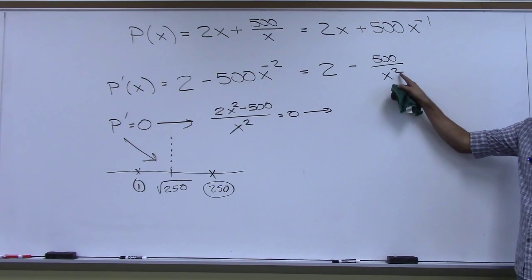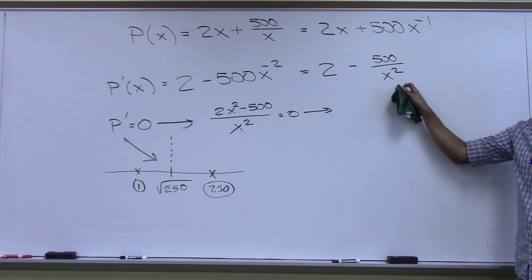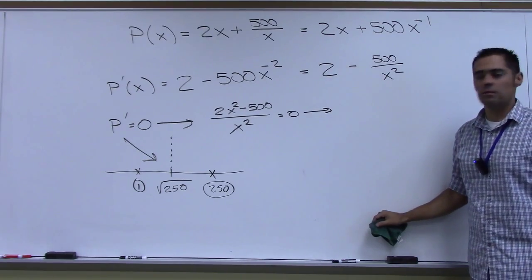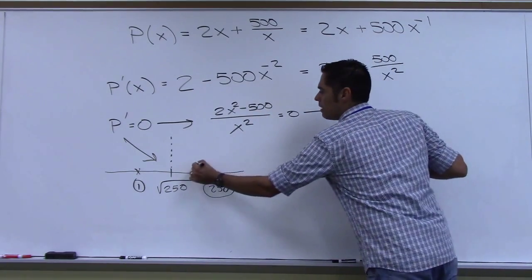Hey, 250 squared is huge. 500 divided by that is going to be really small. And you can check it yourself. 2 minus that, it's going to be a positive number. I could have done it here too, into the derivative here, but it goes up.